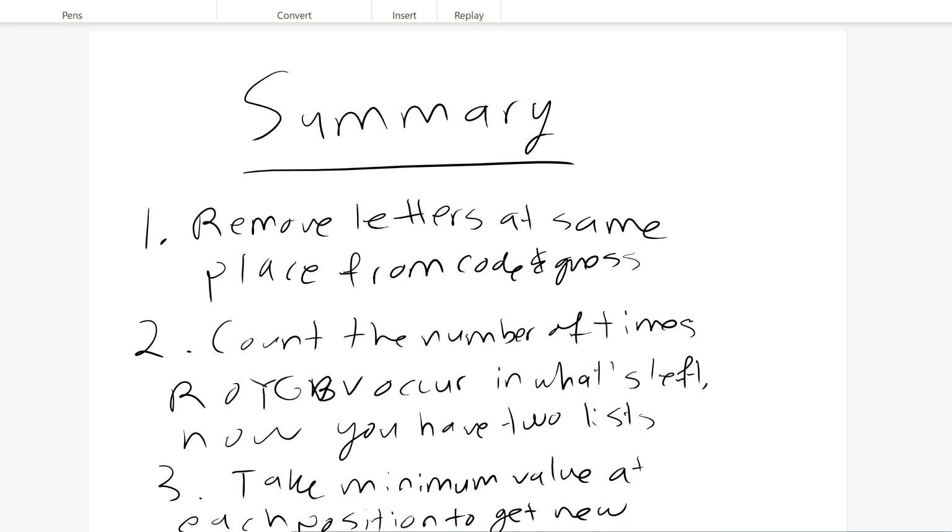So, our last step here is simply to summarize what we did and why it works. The first thing we do, if we have the example we've been using, VVOG and GOVG, is that we remove the letters at the same place from both. So we're left with just VVO and GOV. Then you count the number of times you have each letter from ROY GBV in these two leftover words.